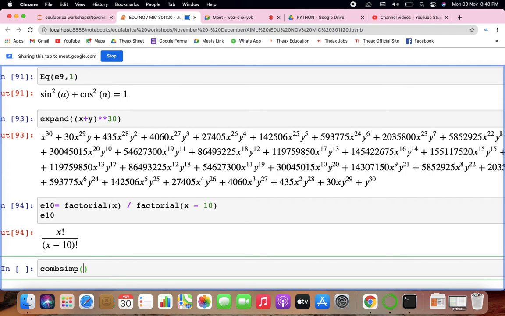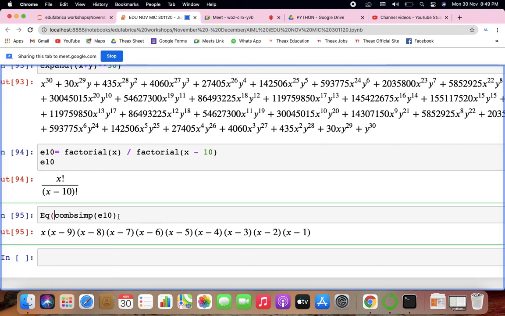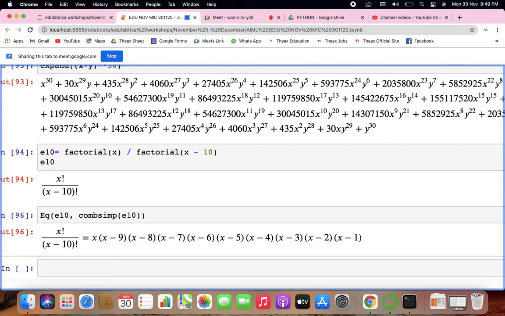Okay, that is combinatorics simplification of E10 would be giving you a result of x, then x minus 9, minus 8, minus 7, minus 6, minus 5. Like if there is someone who doesn't exactly know what factorials are, you want to make him learn how factorial works, this is how you'll do it. And you can say E10 would be equal to this, that is, x factorial by x minus 10 factorial could be equal to this.